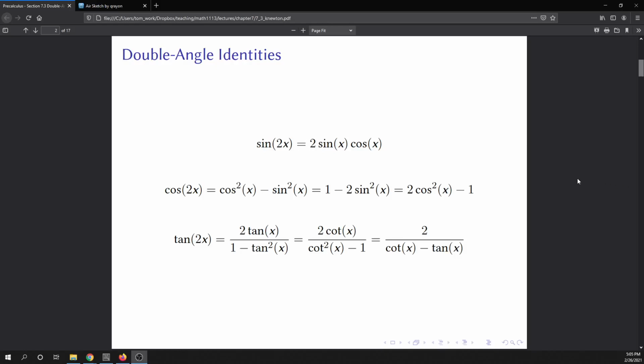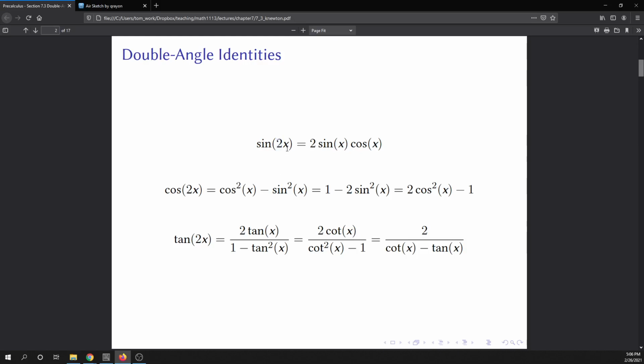All right, in this video, we are going to talk about a new set of identities, and those are the double angle identities. So we're going to talk about the double angle identities for sine 2x, cosine 2x, and tan 2x. You can see the reason why they are called the double angle identities is because of the fact that there's a 2x on the left side of each one of these identities.